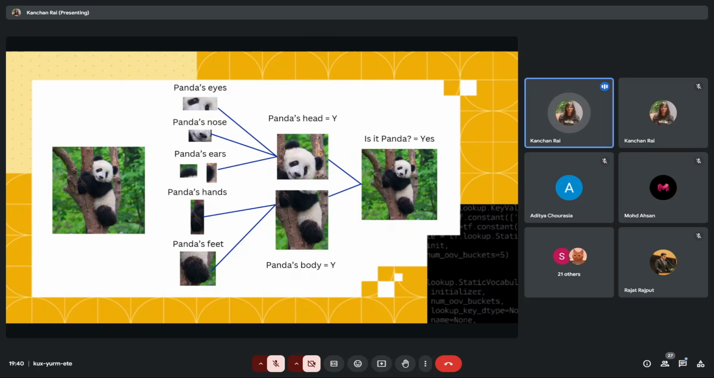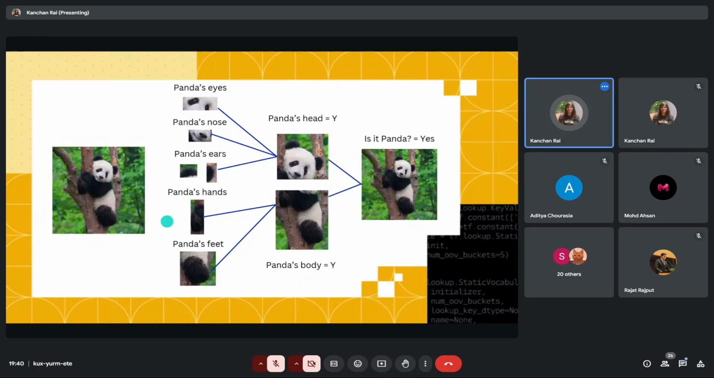These filters are basically, for example, the first filter is to identify the panda's eyes. The next filter identifies the nose. Then come ears, then hands, then feet. These filters are called kernels. Please remember this: kernel is a very important word in convolutional neural networks. Either you call them filters or you call them kernels.